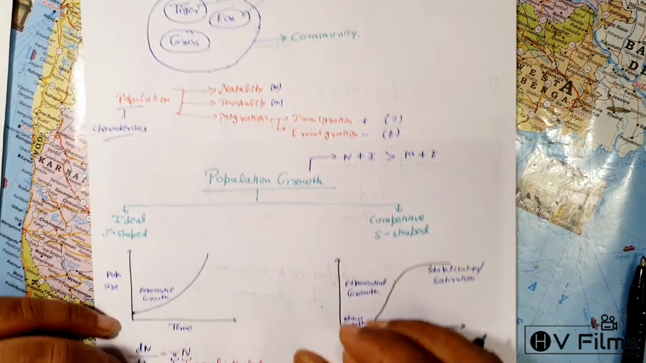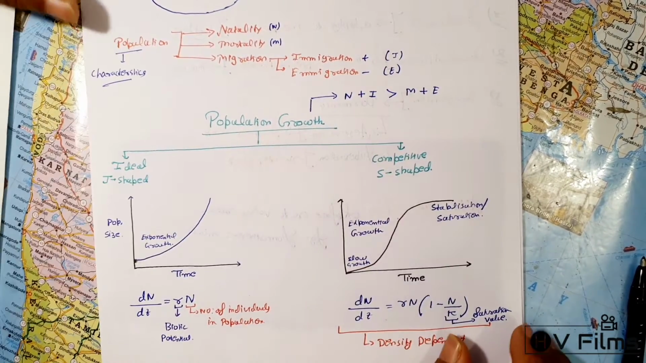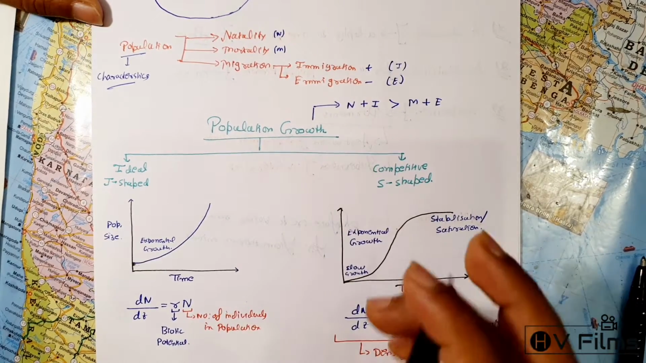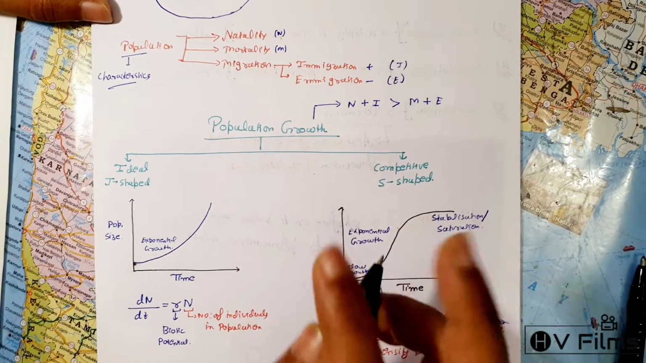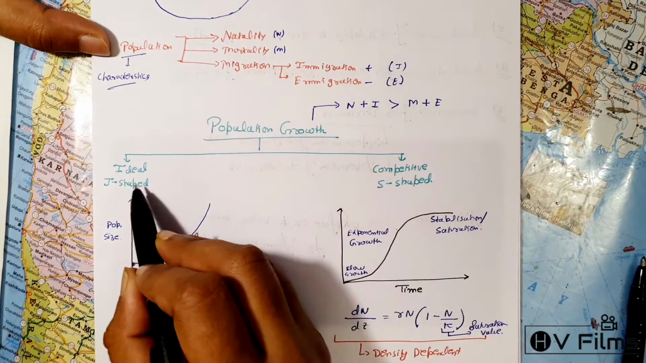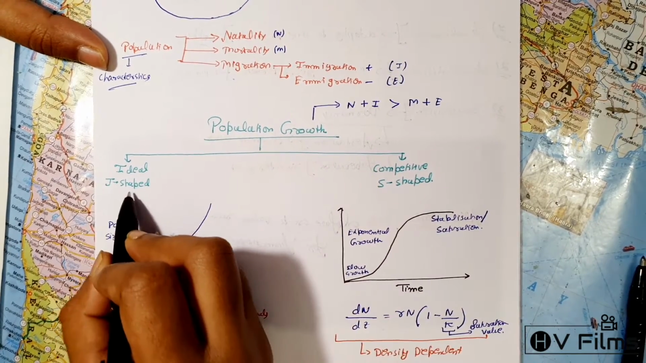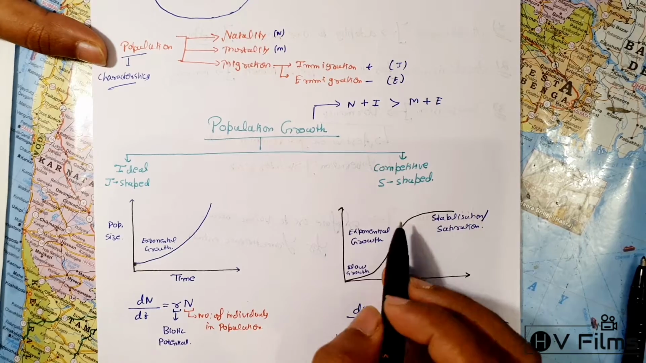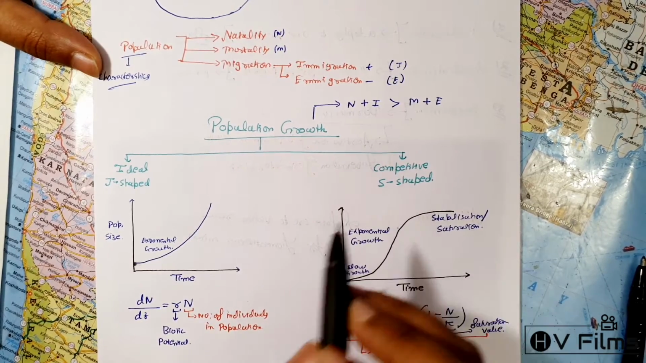Now we'll talk about population growth. Generally the population growth is understood by two graphs. The first graph is what we call the ideal graph, that is a J-shaped graph, and the second one is a comparative graph, that is an S-shaped. So let's understand this graph first.